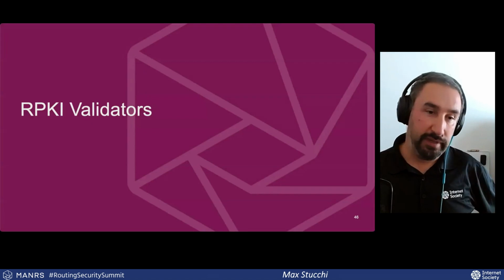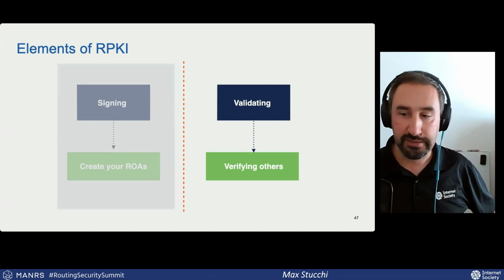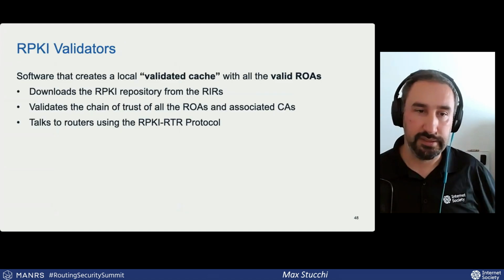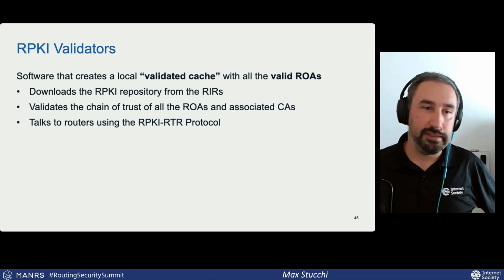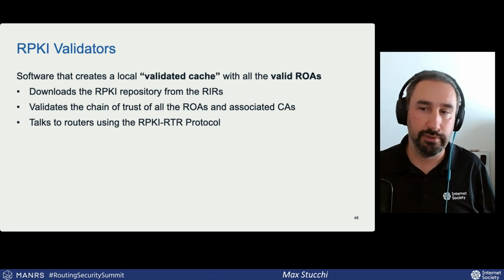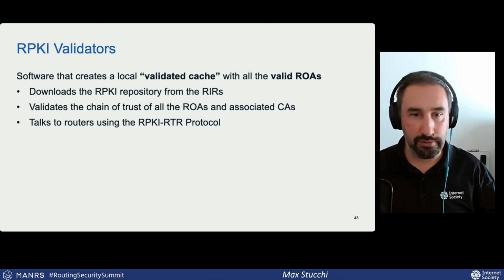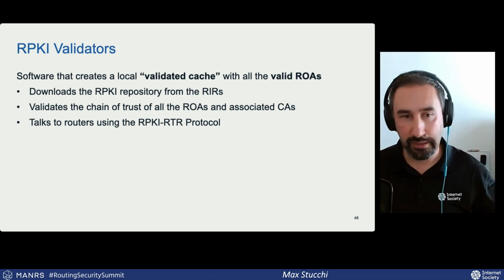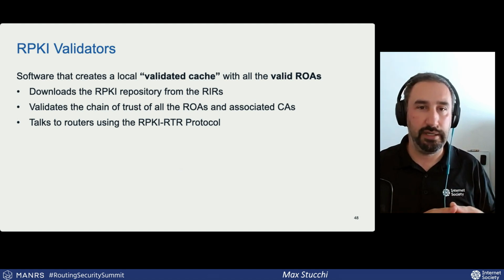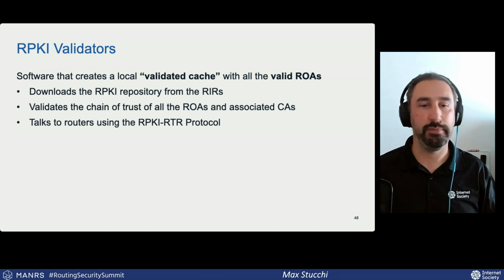Now, we have validators. This is the other piece of the puzzle, and we're looking at the right side of the elements of RPKI. So now we see how we validate. The validators are software that creates what's called the local validated cache with all the valid ROAs. It downloads all the RPKI data from all the RIRs and verifies the chain of trust. So it verifies that all the signatures are in order, everything's okay, the certificates have not expired, and so on.